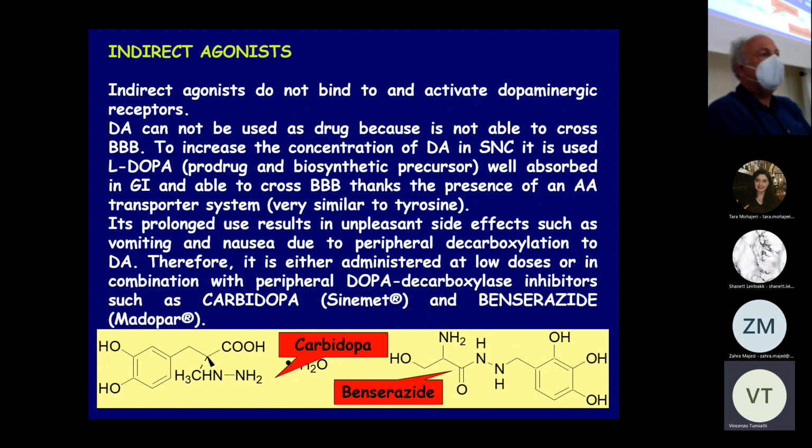So the strategy is L-DOPA, yes, but together we can associate also an inhibitor of peripheral DOPA decarboxylase, and this inhibitor can be carbidopa, the most famous, or benserazide, the second one. But carbidopa is the most known and the most famous.